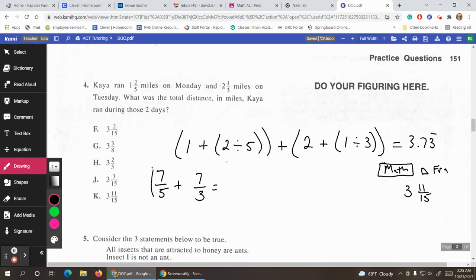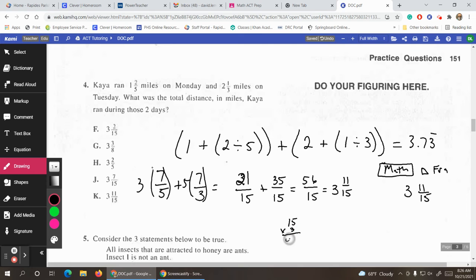All right. I'm going to multiply each one by the other denominator. That's going to give me 21 over 15 plus 35 over 15, which is 56 over 15, which if I take out a 3 leaves me with 11 over 15. Right, because 15 times 3 is 45. 56 minus 45 is 11. That's how I got 11.